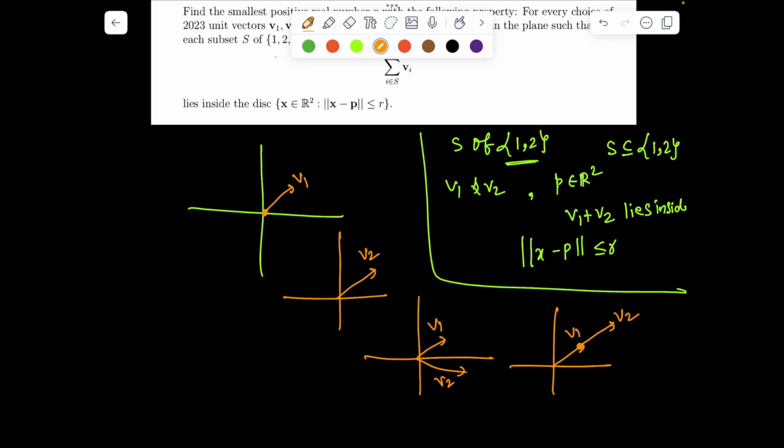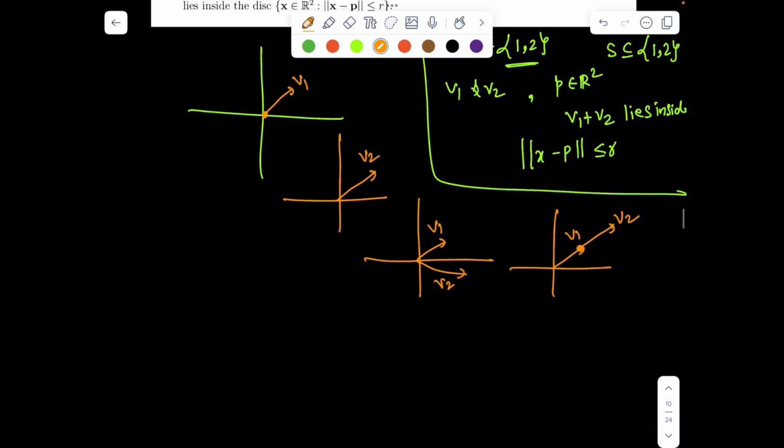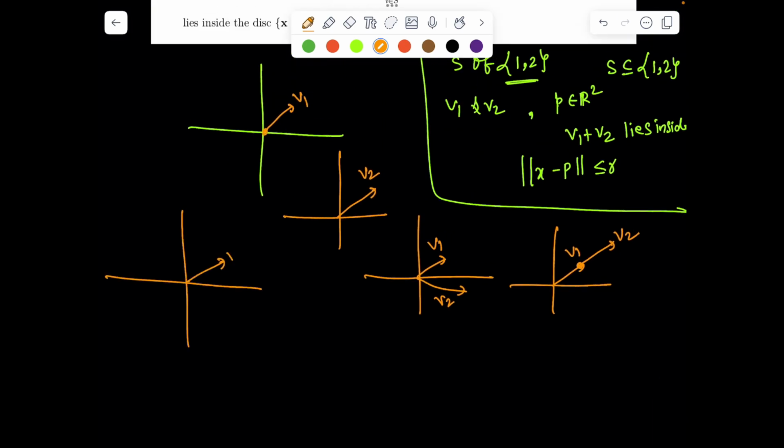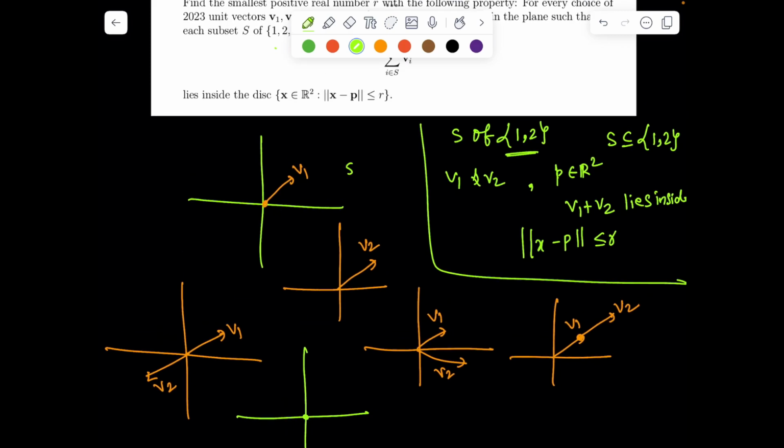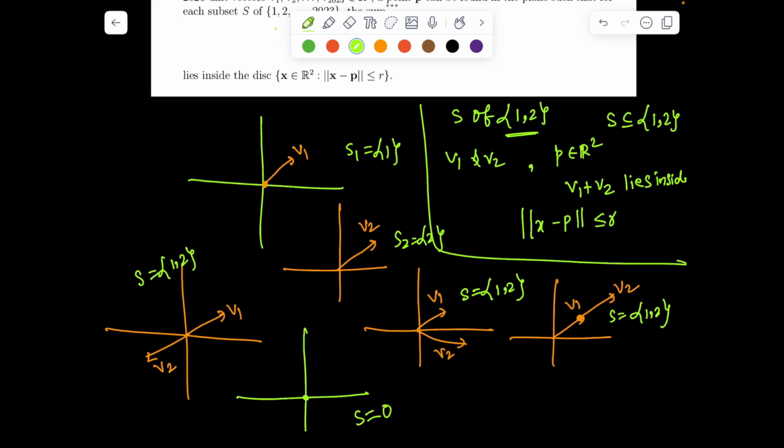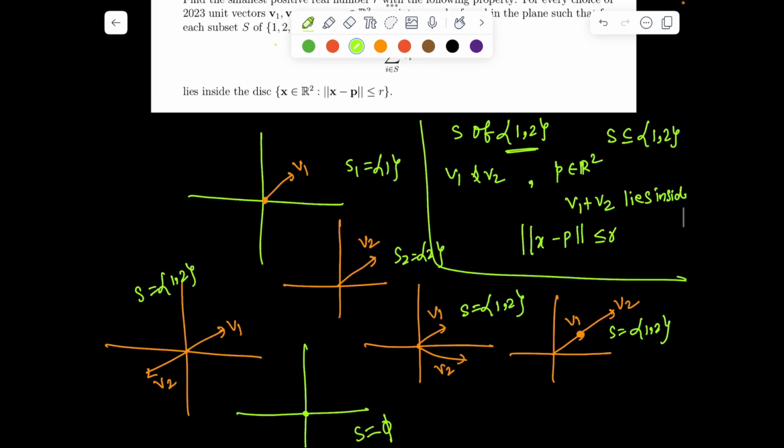Let's say b1 is over here and b2 is exactly assisting each other. Similarly, we can have b1 and b2 killing each other, or we can have the empty set, right? So this is an example where in the subset S I have taken only b1, this is subset 2, and we have subset 1 and 2. So we have all possible subsets.